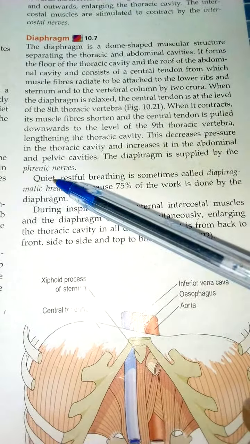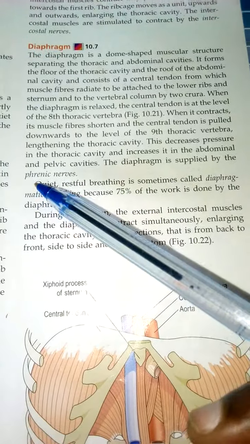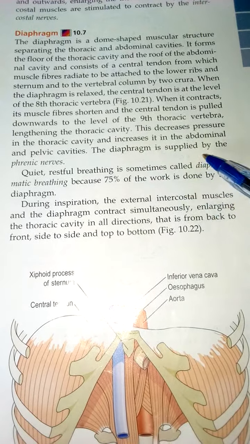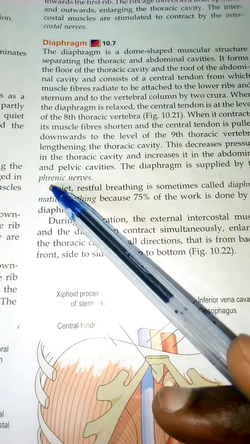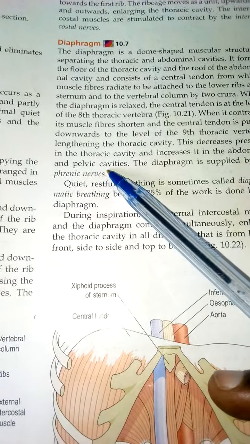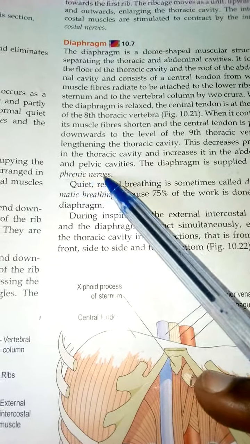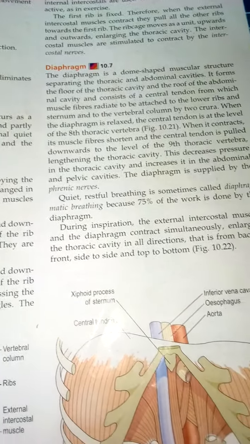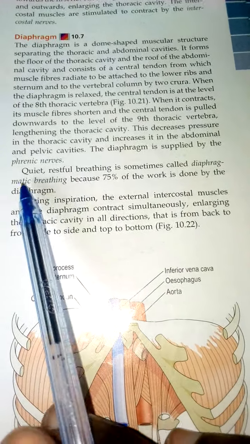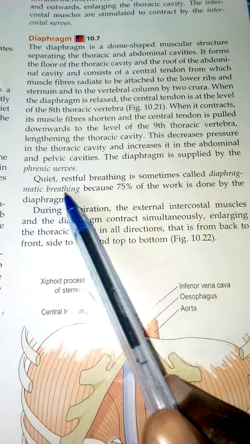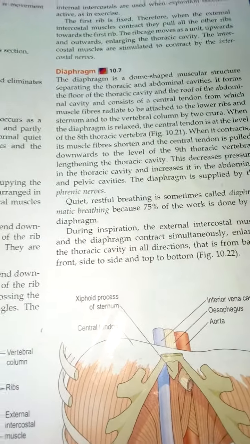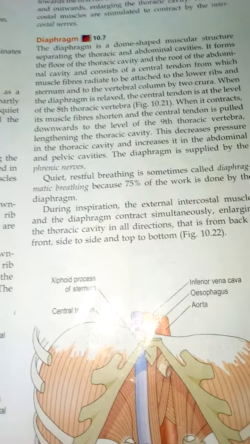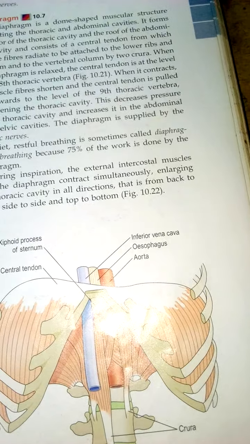This decreases pressure in the thoracic cavity and increases pressure in the abdominal and pelvic cavities. The diaphragm is supplied by the phrenic nerves. That's what you have to know about the diaphragm. You can go on and read more about it, but you have to understand and pick up only the concepts. That's what we are looking at here.